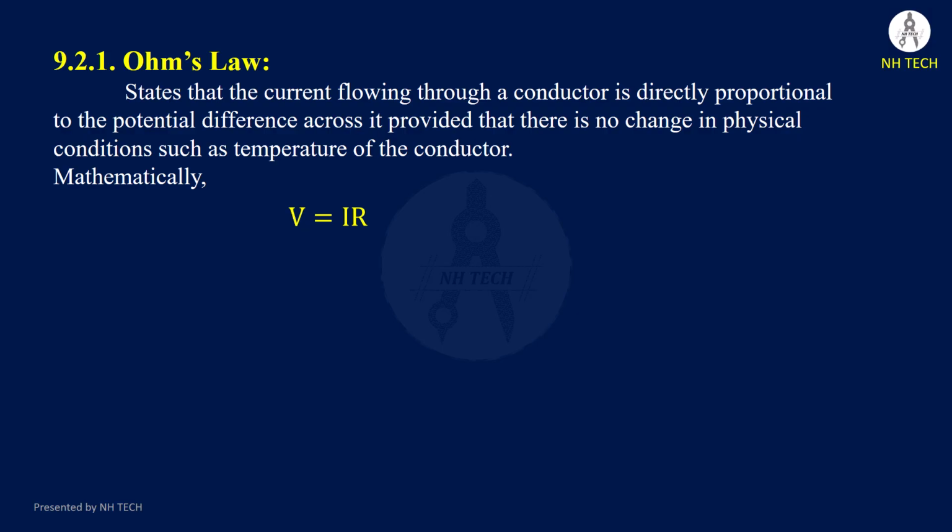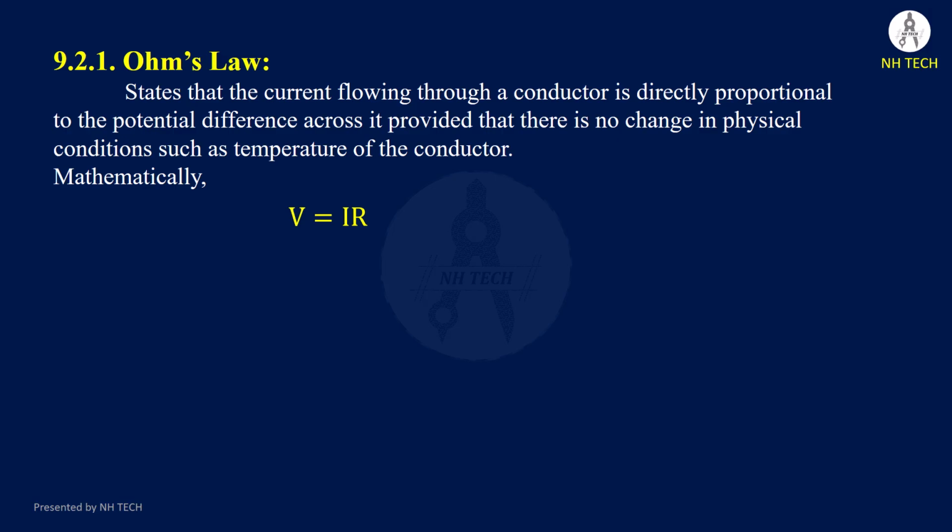Our next topic is Ohm's law, which states that the current flowing through a conductor is directly proportional to the potential difference, or voltage, across it, provided that the physical conditions, such as the temperature of the conductor, remain constant. This means that if we increase the voltage, the current increases in the same proportion, as long as the conductor's properties do not change.